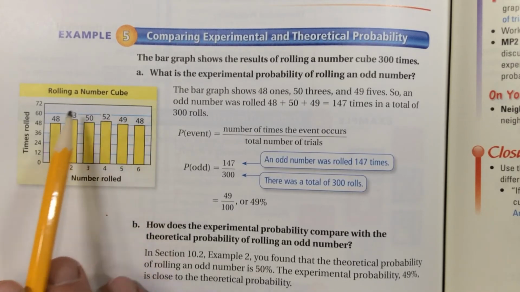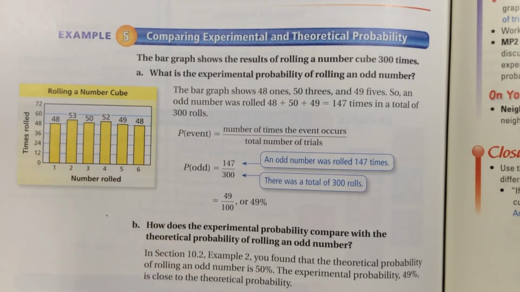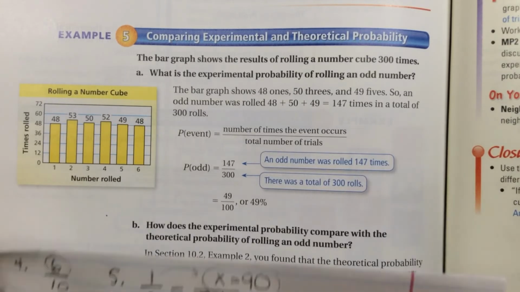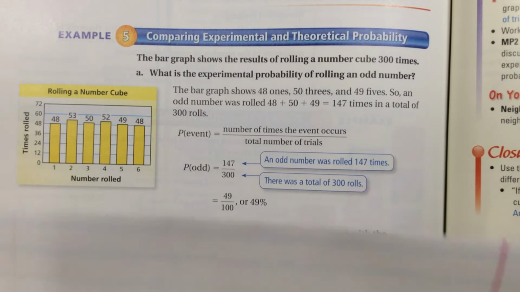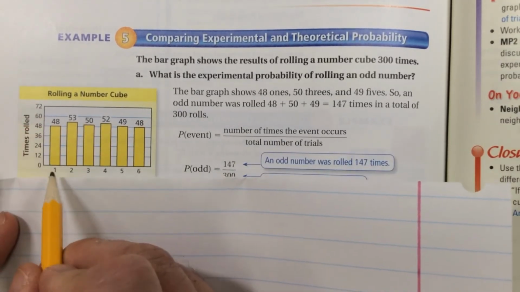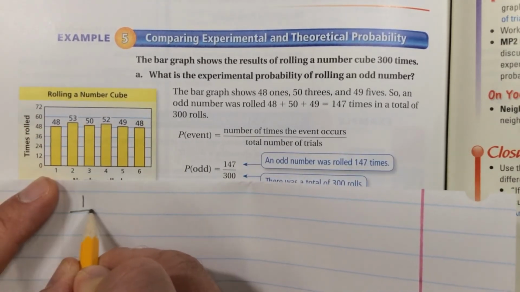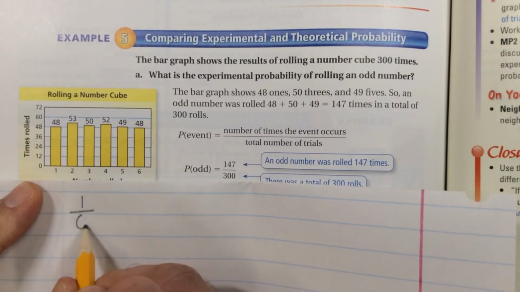If they rolled it 300 times, we would expect to get 50 of each. Okay, 50 of each, because there are 6 possible things when you roll a number cube, 6 possible outcomes, and each one of these numbers is one of them. So we expect to get it a 1 out of 6 times.